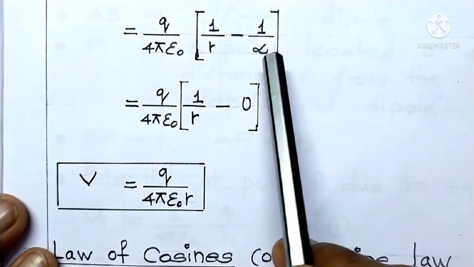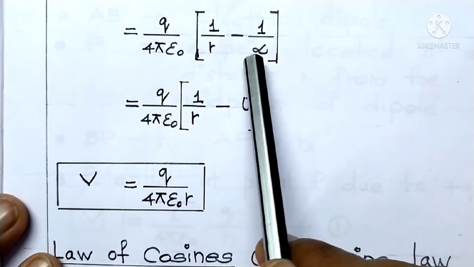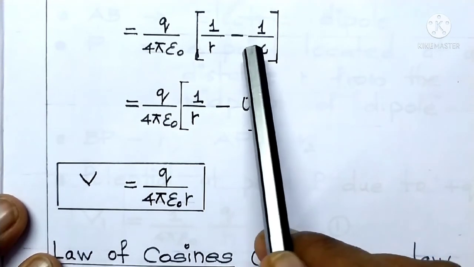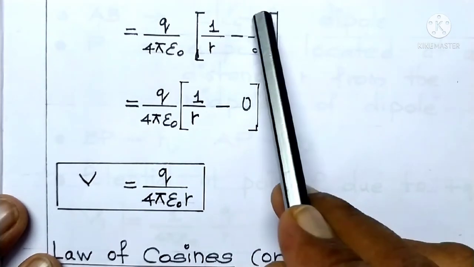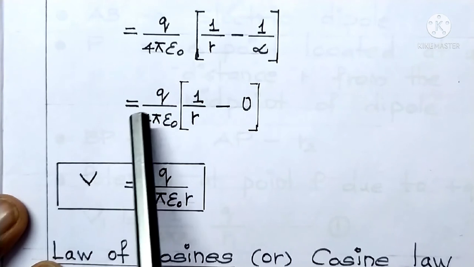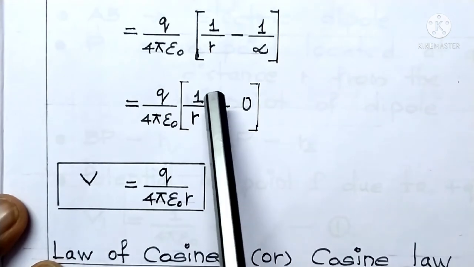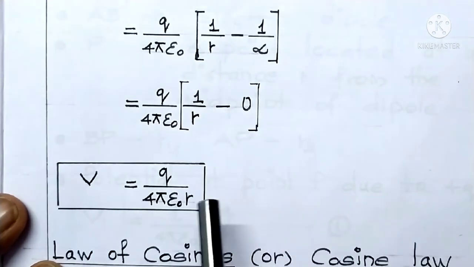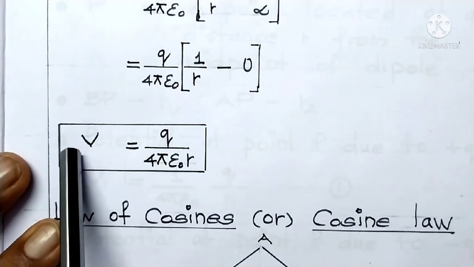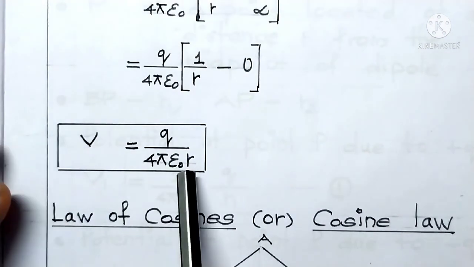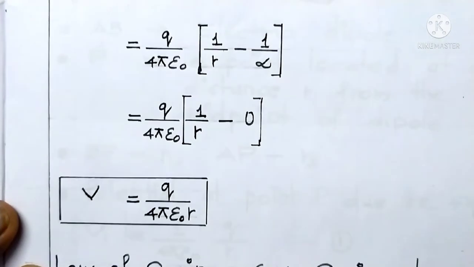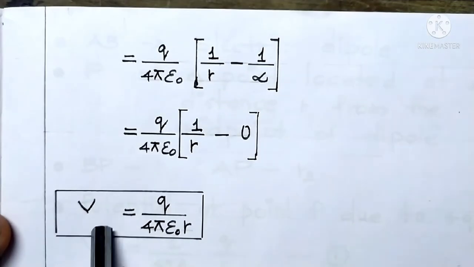1 by infinity. What is the value of infinity? 1 by infinity is 0. So altogether this term will become 0. So Q by 4 pi epsilon naught into 1 by r. So the final expression is V is equal to Q by 4 pi epsilon naught r. That's all. So this is the final expression.